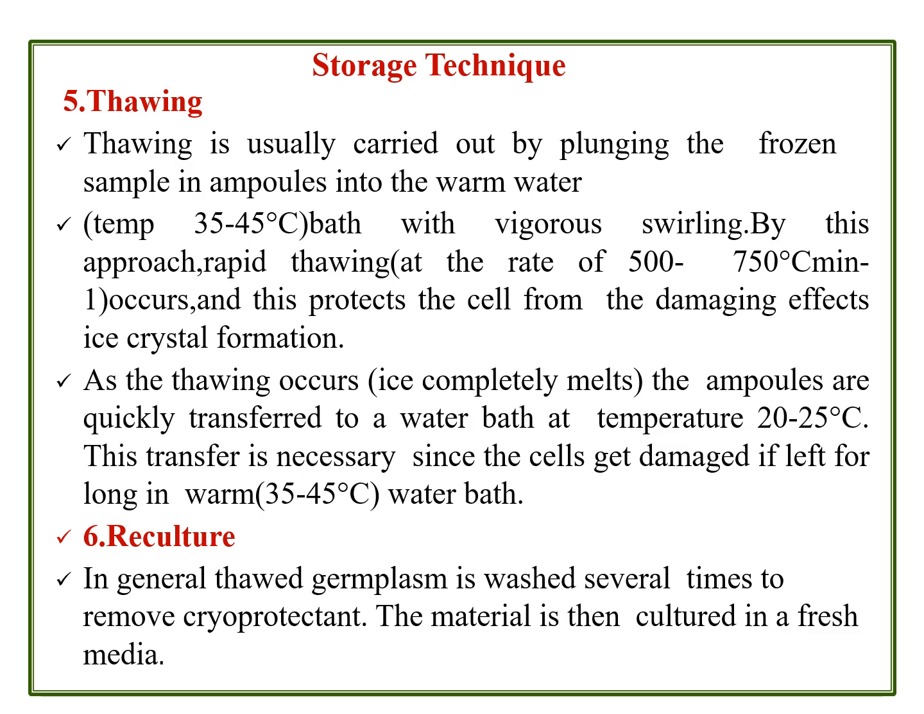And thawing. The final step is usually carried out by plunging the frozen sample in ampoules into warm water, at a temperature of 35 to 45 degrees centigrade, with rigorous shaking. By this approach, rapid thawing at the rate of 500 to 750 degrees centigrade per minute per liter occurs, and this protects the cells from the damaging effects of ice crystal formation. So thawing is the process to reculture whatever cryopreserved materials.